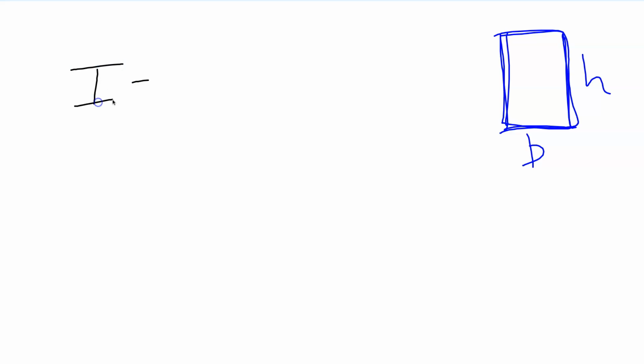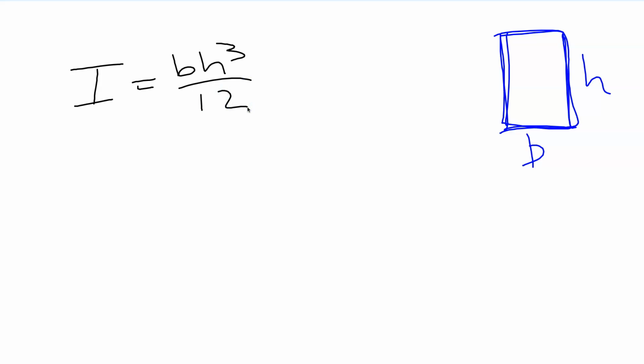So here we're going to draw this little rectangle. The bottom is the base, the side is the height. And this formula only works for this shape, this rectangular shape. The formula we need to be aware of is this one. I is equal to BH cubed over 12.